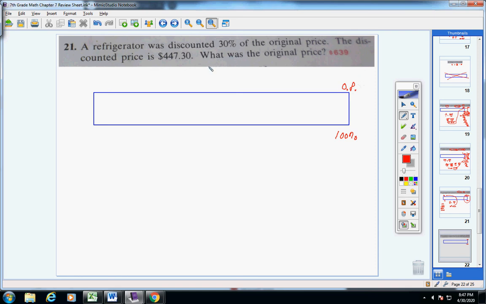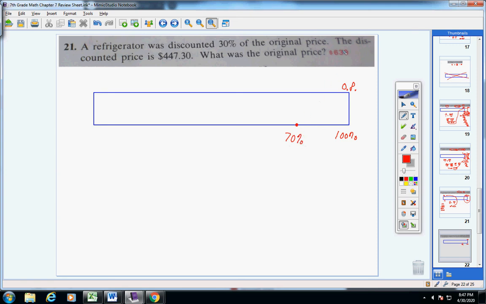Now, be careful, guys. Listen. Don't put a 30% over here. It doesn't say the refrigerator was 30% of the original price. It says it was discounted 30%. So that means you decrease how much? 30%. That would put you out where? 70%. See how I did that?